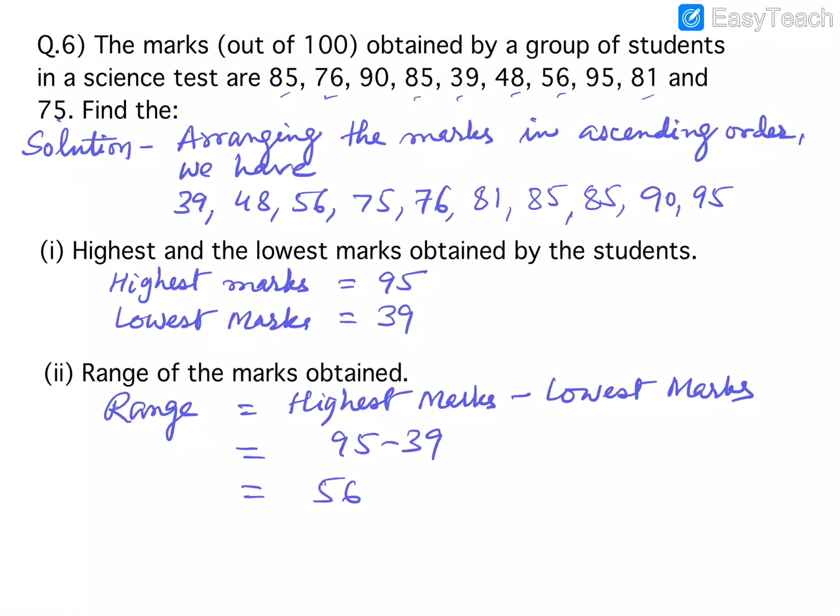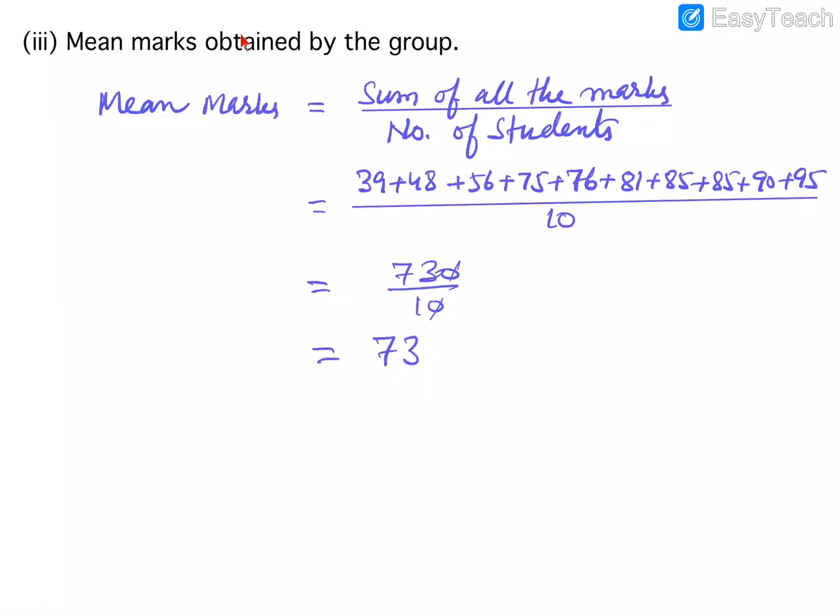What is the range of the marks obtained? The formula for the range is highest value of the observation minus lowest value of the observation. Here observations are marks and therefore highest marks minus lowest marks, 95 minus 39 gives 56 as the range. And mean marks obtained by the group is equal to sum of all the marks upon number of students.